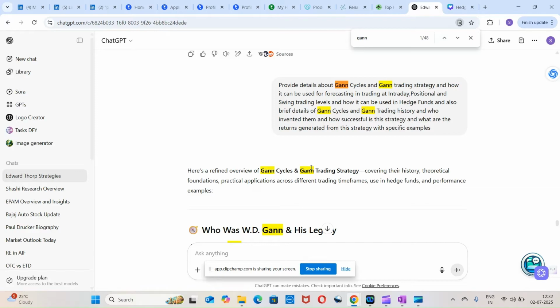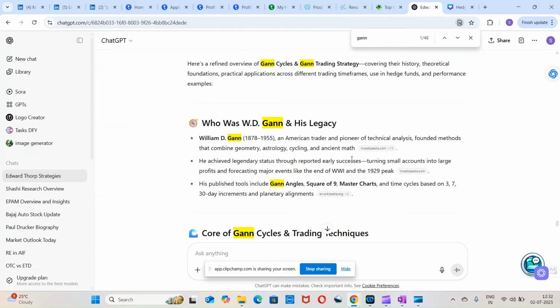Today we are going to discuss the Gann trading strategy and Gann cycles, and how they could be used for forecasting in trading at intraday, positional, and swing trading levels. We'll discuss whether hedge funds use this strategy, what the history of the Gann trading strategy is, and how successful it is. We'll go through some specific examples of the returns generated by this strategy. We'll also go through the Gann box and Gann fan, and how they can be used in intraday, positional, and swing trading strategies.